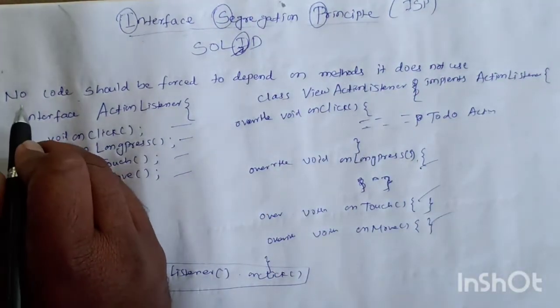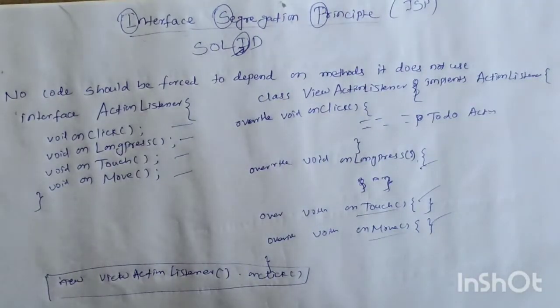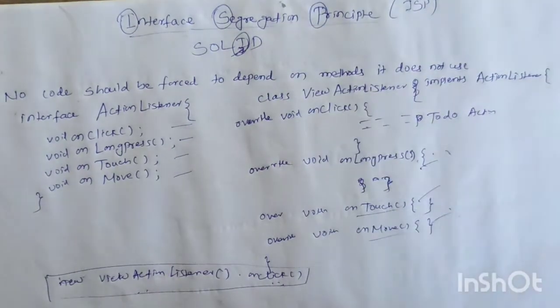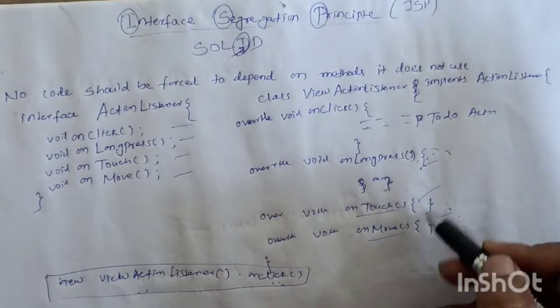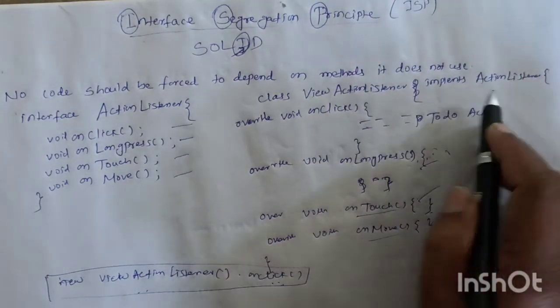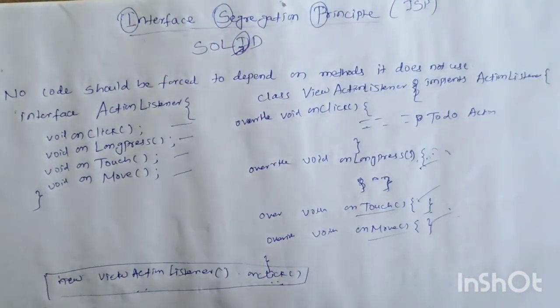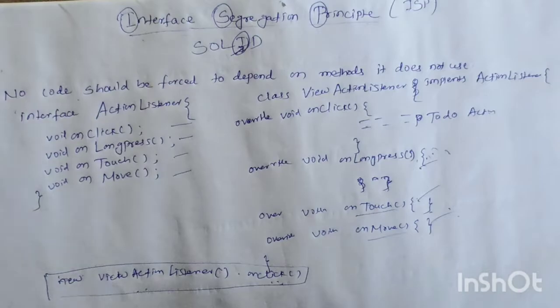In those cases we found that we are forced to implement some methods which will not be used. Like in this case only the on click method will be used, but the others are not. Our code should not be forced to depend on methods which it doesn't use, but here we are forced to write these methods, because it implements this action listener, and this action listener contains these 4 types of methods. That is a violation of ISP. Then how can we resolve this?